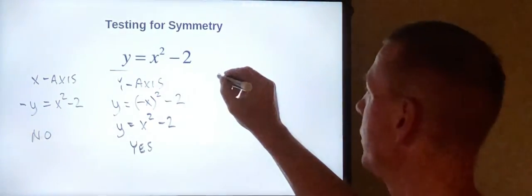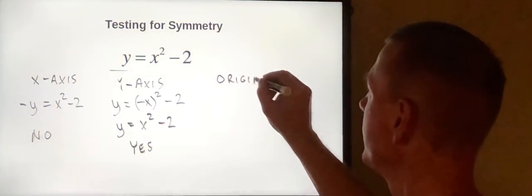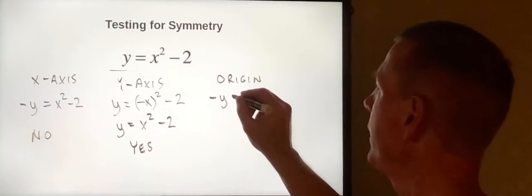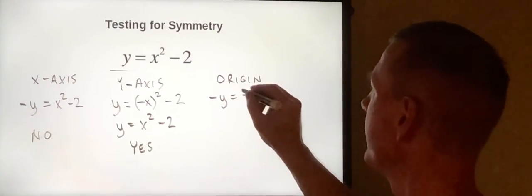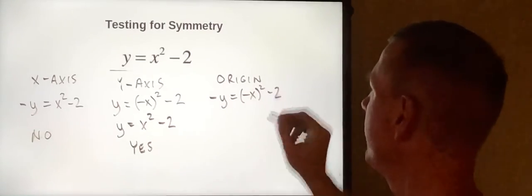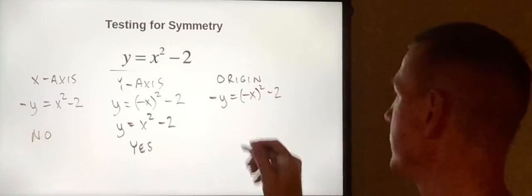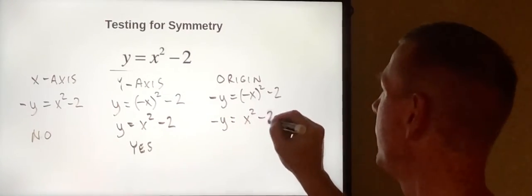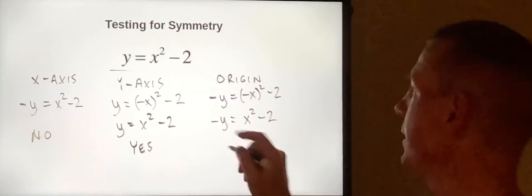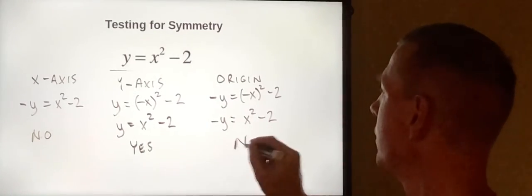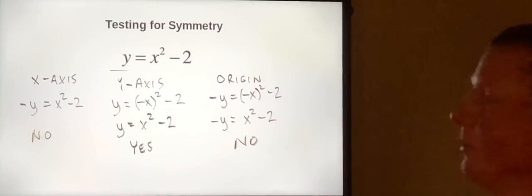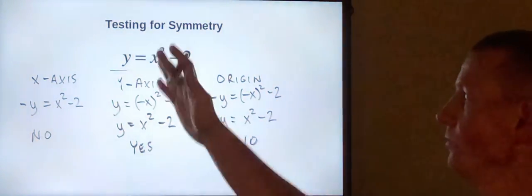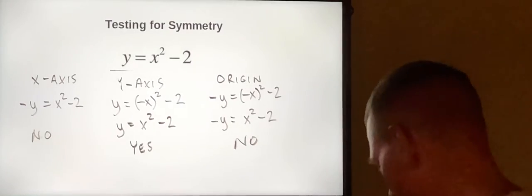Let's check the last one, the origin. The origin would be, I'm going to put in a negative y for y, and I'm going to put in a negative x for x. And if that yields me the same equation, which if I simplify it, negative y equals x squared minus 2, well, those are not the same, so this would not have symmetry with relation to the origin. So in this case, just the y-axis for this example.